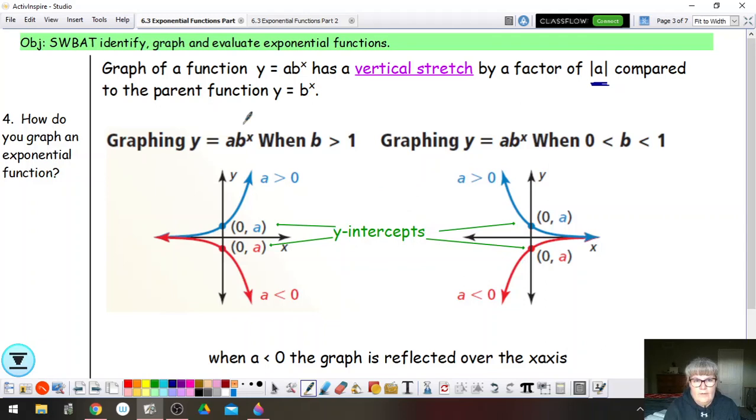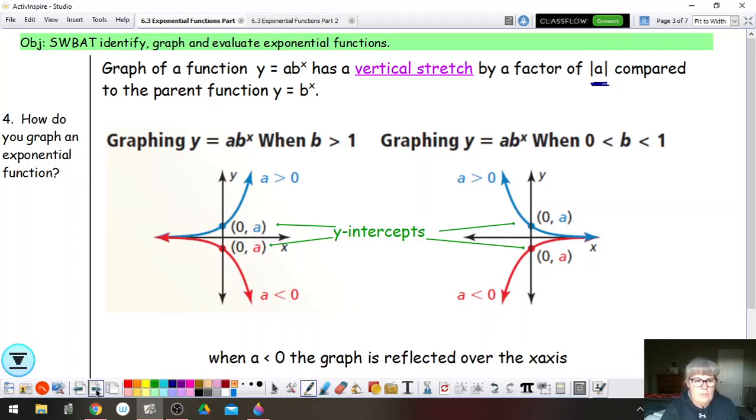Also, what you will find is the a value of your equation will be the y-intercept of your graph. Because for the y-intercept, x is always 0, and b to the 0 power is always 1. So a times 1 would leave you with that a value. So a will always be your y-intercept of any graph of an exponential function.